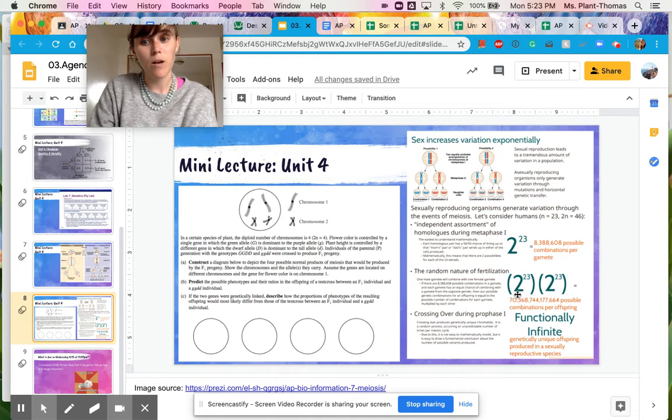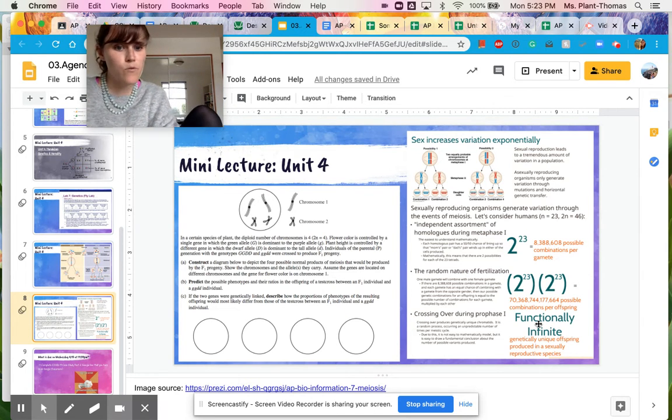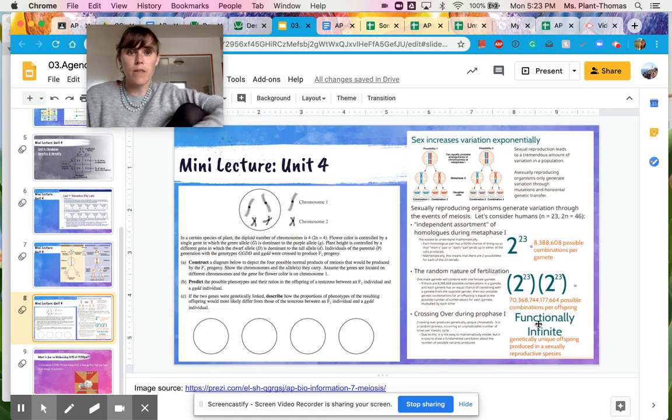Then we can multiply that by a second individual, right? 2 to the 23rd for the egg, 2 to the 23rd for the sperm. Those multiplied together, we end up with a huge number. Then if you include crossing over, which basically can randomly swap sections of DNA throughout the process of meiosis, we end up with just an enormous amount of variety that's possible. So even the same 2 parents can end up with vastly different offspring.